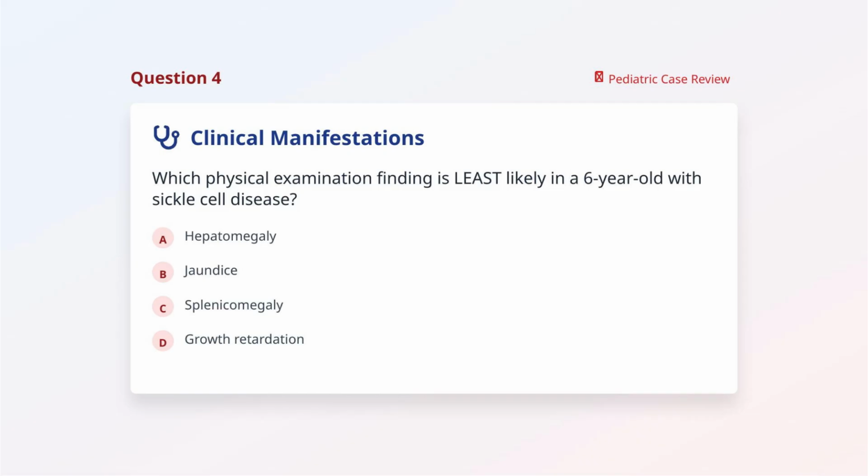Which physical examination finding is least likely in a 6-year-old with sickle cell disease? Option A, hepatomegaly. Option B, jaundice. Option C, splenomegaly. Option D, growth retardation. Consider the typical clinical manifestations of sickle cell disease and how they evolve with age, particularly focusing on the natural history of splenic involvement in children with this condition.